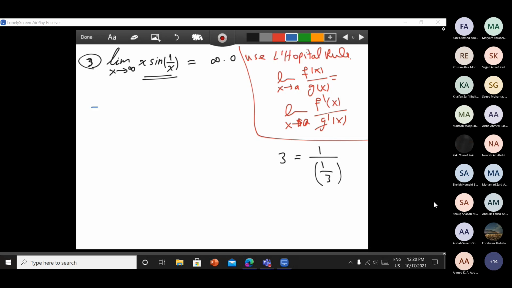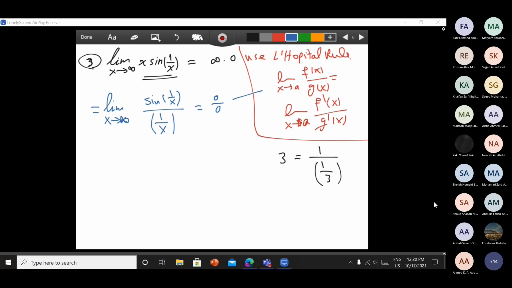So I can make it equal to the limit when x tends to infinity of sine 1 over x, over 1 over x. That's great. If I substitute, I will have 0 over 0. This is the original case of L'Hopital, so I can differentiate and use L'Hopital.